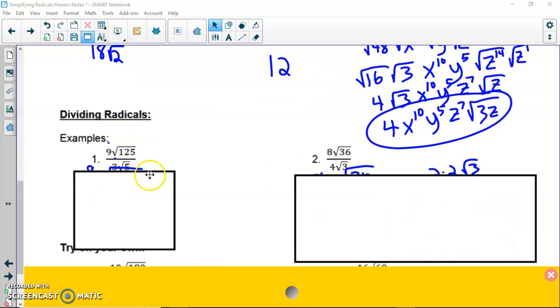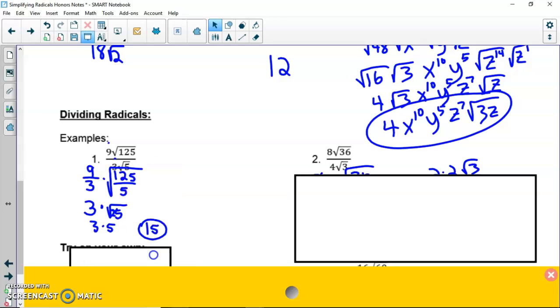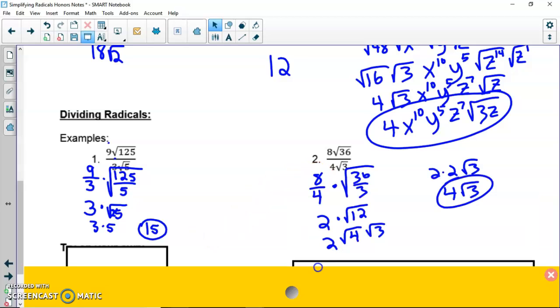When you divide radicals, you're really just dividing each individual part, so the numbers and then the radicals. So for number 1, I'm going to rewrite that as 9/3. 9/3 is 3. I'm going to rewrite this under one big radical, so it'll be 125 over 5. Square root of 25 is 5, and 3 times 5 is 15. And you can see how I did something very similar for number 2 as well.